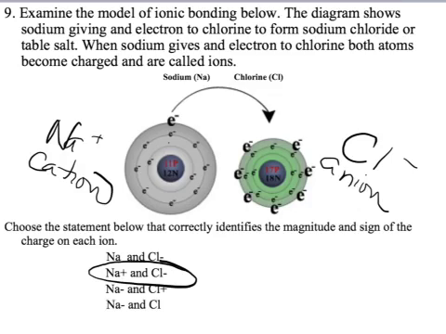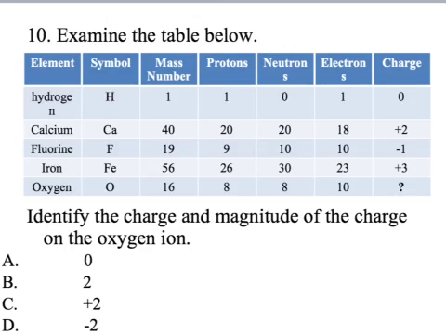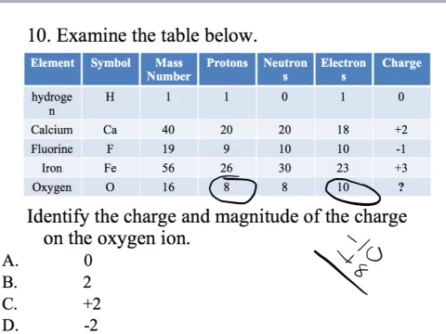That's the correct answer. Examine the table below. Identify the charge and magnitude of the oxygen. Okay, so we're going to look at only protons and only electrons. We have a -10 and a +8. So the magnitude and the charge is -2. What is the difference between the protons and the electrons? So the correct answer is D, -2.